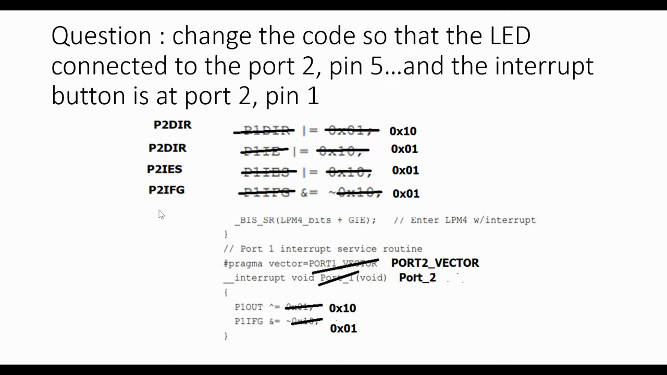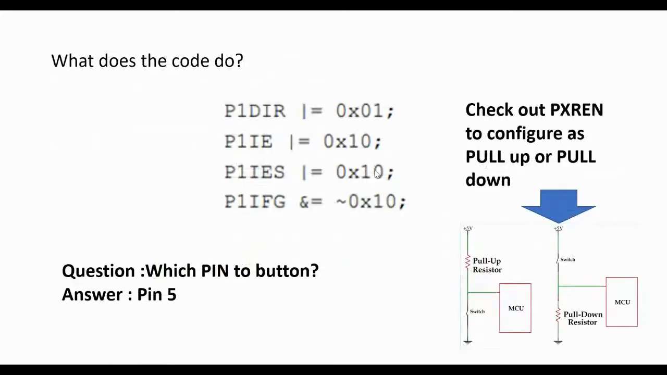Now why do I change this? Because it's no longer port 1, it's port 2. So you need to configure the port 2 direction. Everything you need to configure. Sorry, this one is not P2 direction, this one is P2 IE, interrupt enable. So I'm enabling port 2 pin 1 to be the button. Everything is the same, still active high, still pull-up configuration.